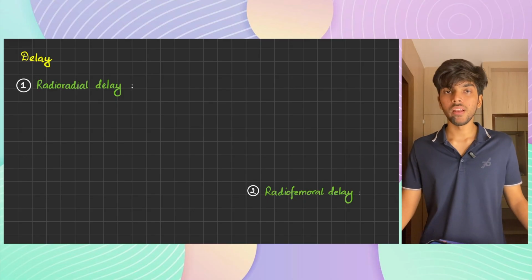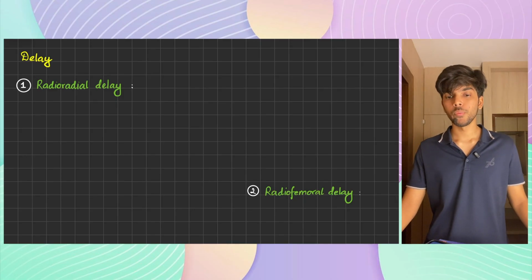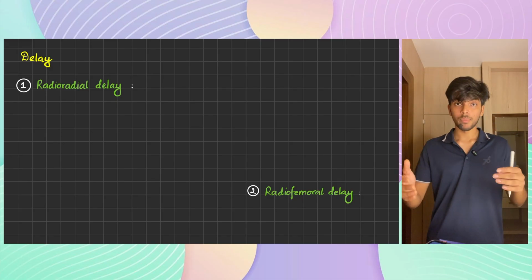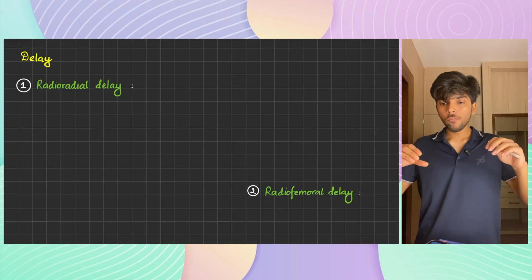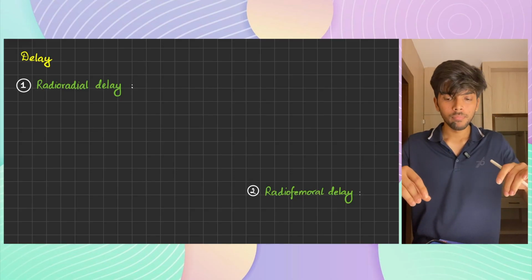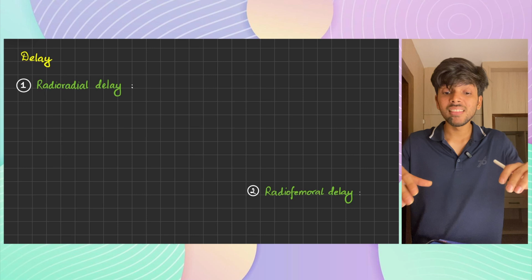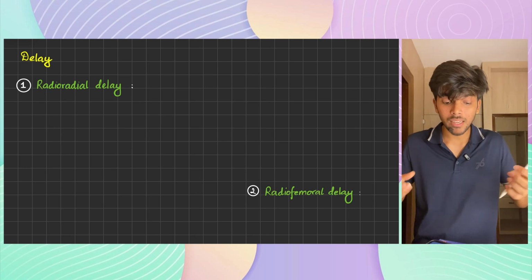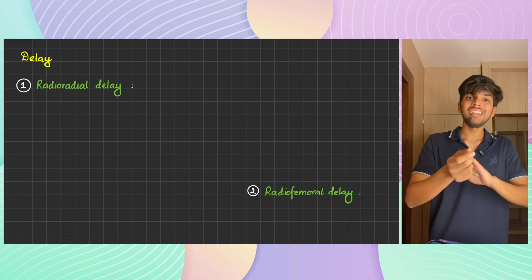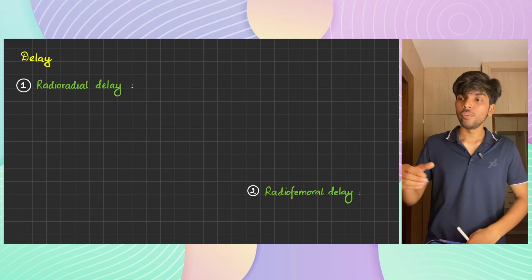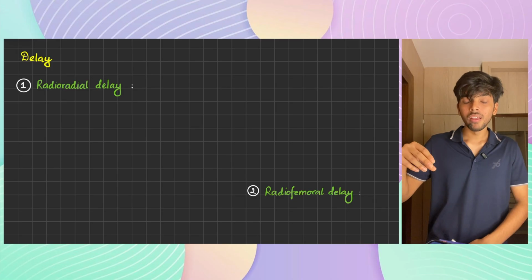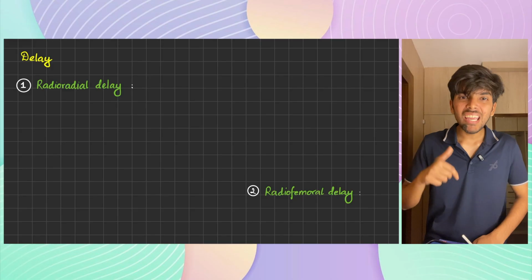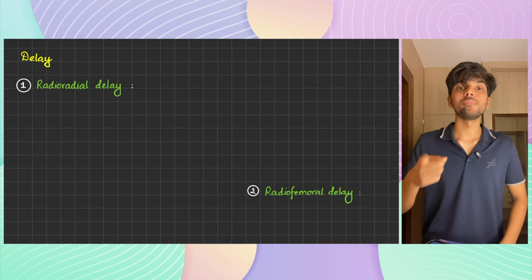You have two types of delay, radioradial and radiofemoral delay. Normally, when you feel for the peripheral pulse, for example the radial pulse, you feel both radial pulses at the same time, and both of them should be felt at the same time. Similarly, for the radial artery and femoral artery, the pulse should be felt at the same time. If one is felt before the other, that means there is a delay.